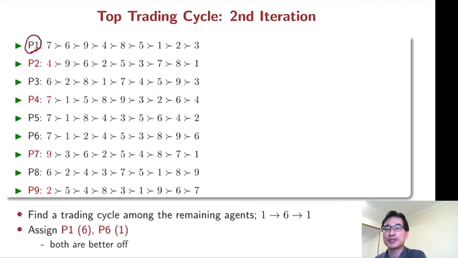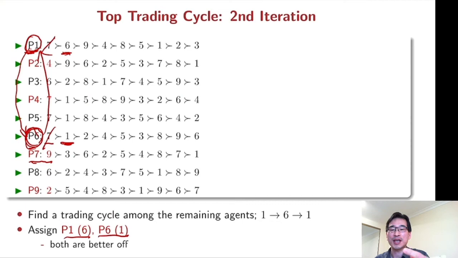Proposal 1 points to 7's office, but 7 is not available because 7 is a member of the previous trading cycle. Next, P1 is going to 6. 6 is available. And 6 cannot choose 7, so now 6 is going to choose 1. So we have another trading cycle. In this cycle, P1 takes 6's office and 6 takes 1's office. Of course, both have been better off.